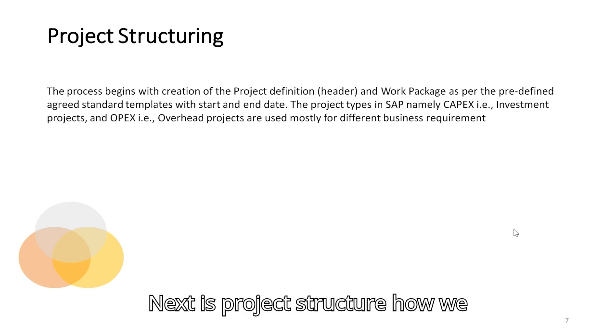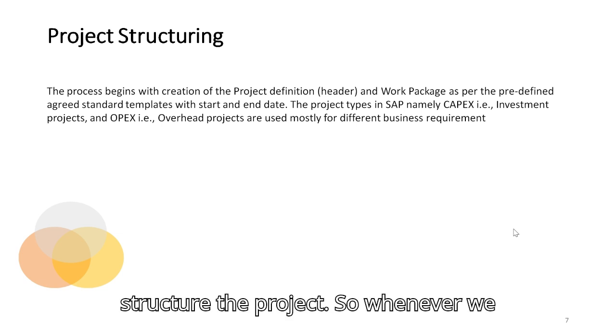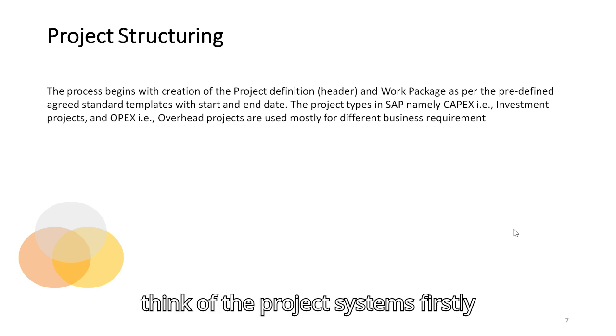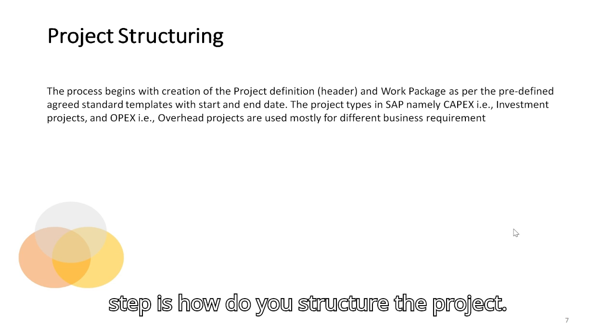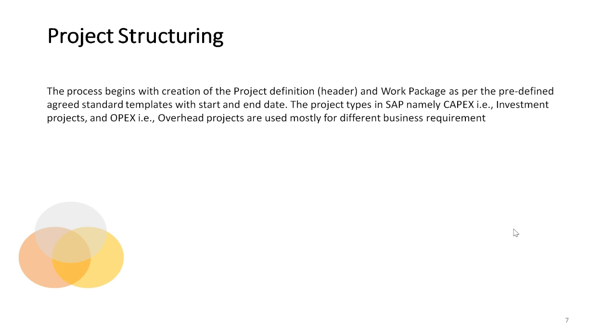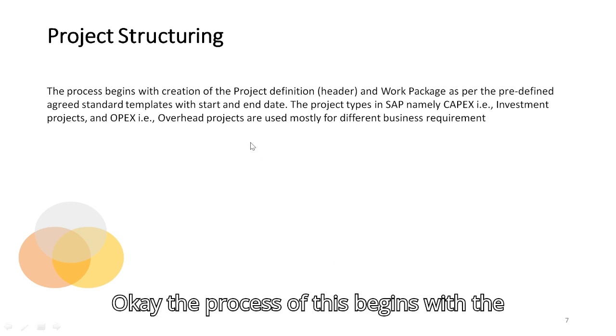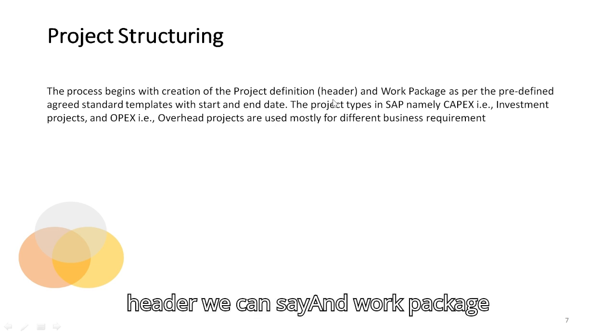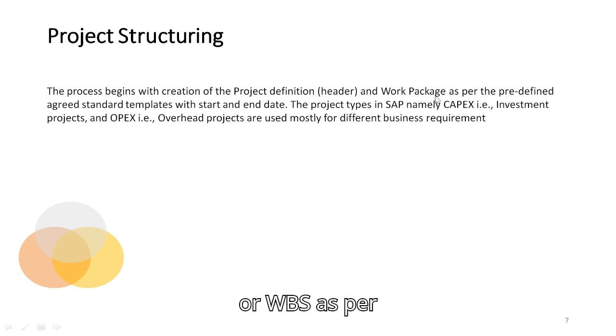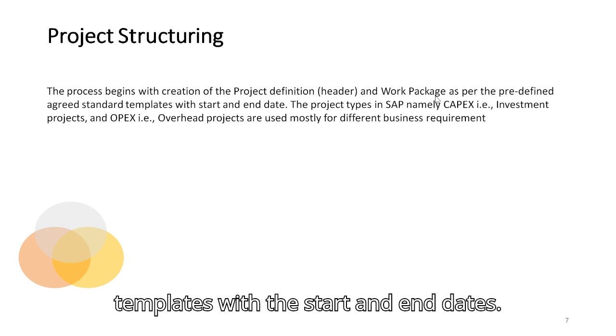Next is project structure. How we structure the project. So whenever we think of project systems, firstly, the first part is planning. In the planning also, the first step is how you structure the project. The process begins with the creation of the project definition, or project header, we can say, and work packages or WBS as per predefined and agreed templates with the start and end dates.